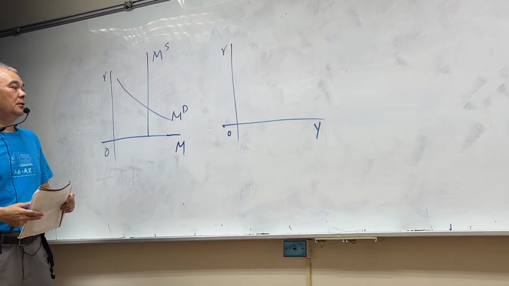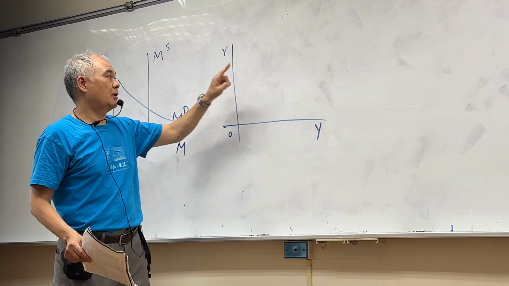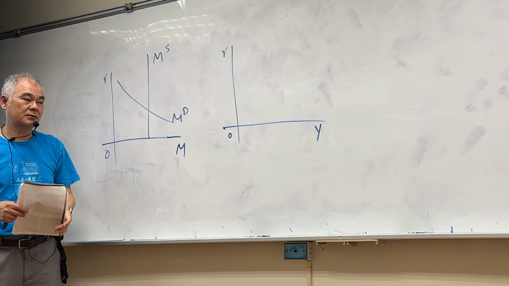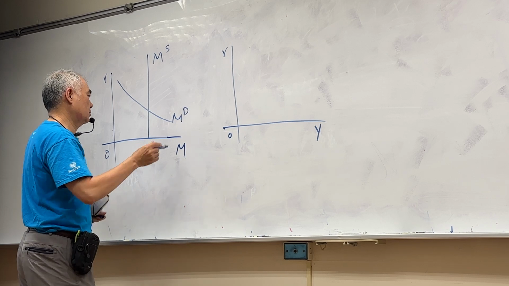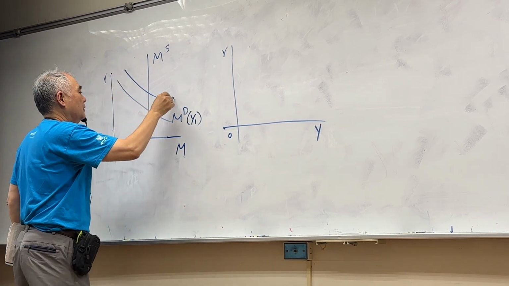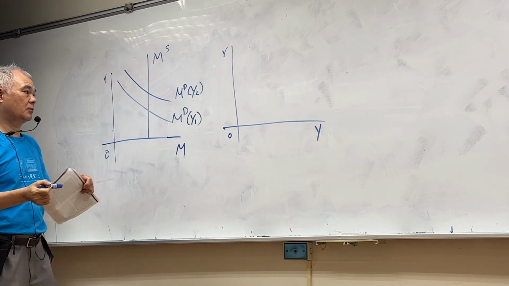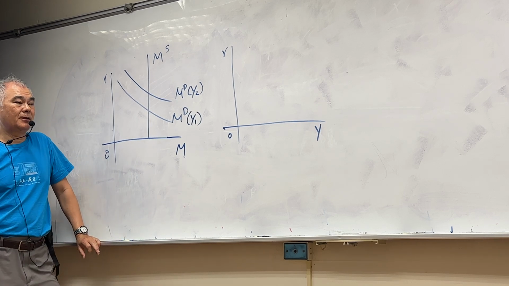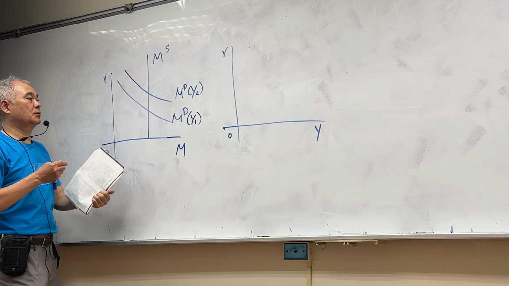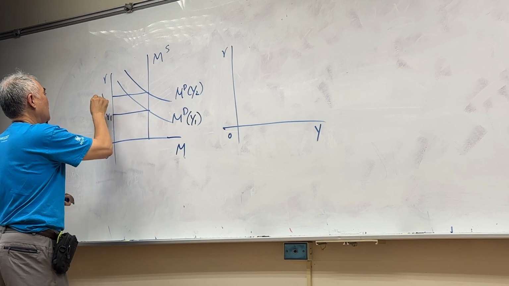Here you have M and R, and here you have Y and R. So there is no Y in the money market, so you have to get a Y there. Let us say this is output level Y1, and then here is MD at output level Y2, or income level Y2. So you have two money demands, and so you get two interest rates, R1 and R2.